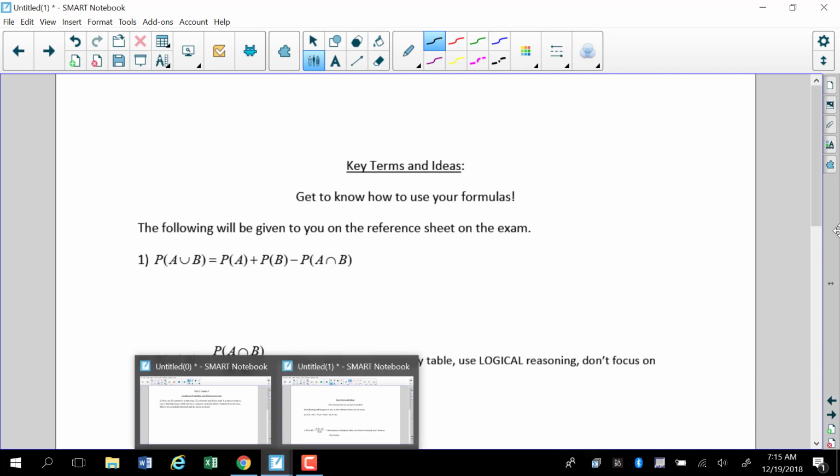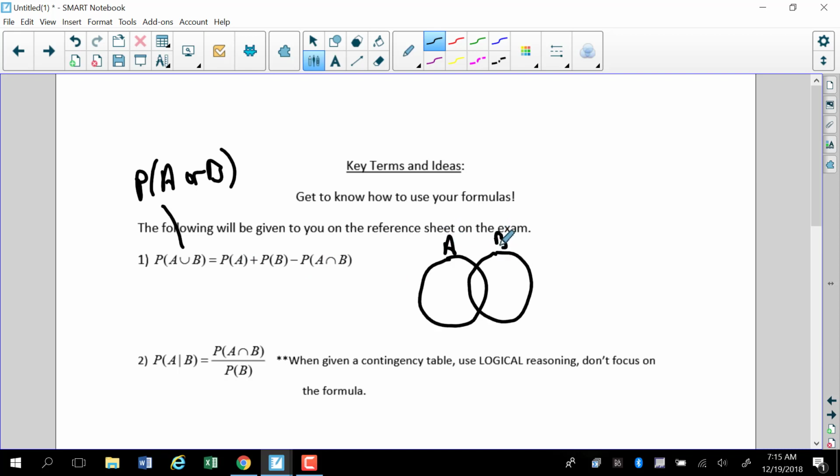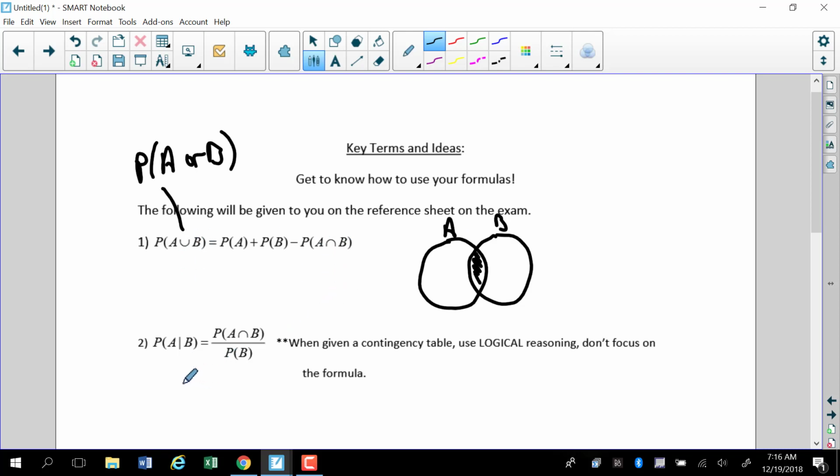Now, as far as the other formulas are concerned, this is OR. So this stands for the probability of A or B. If you're talking A can happen or B can happen, we're looking at addition. With a Venn diagram, if you have A here and you have B here, and you add all of A and all of B, what you've also done is added this section twice, because this is in both A and B. That's why you have to take away one of the probabilities of A and B. So that's where this formula comes from.